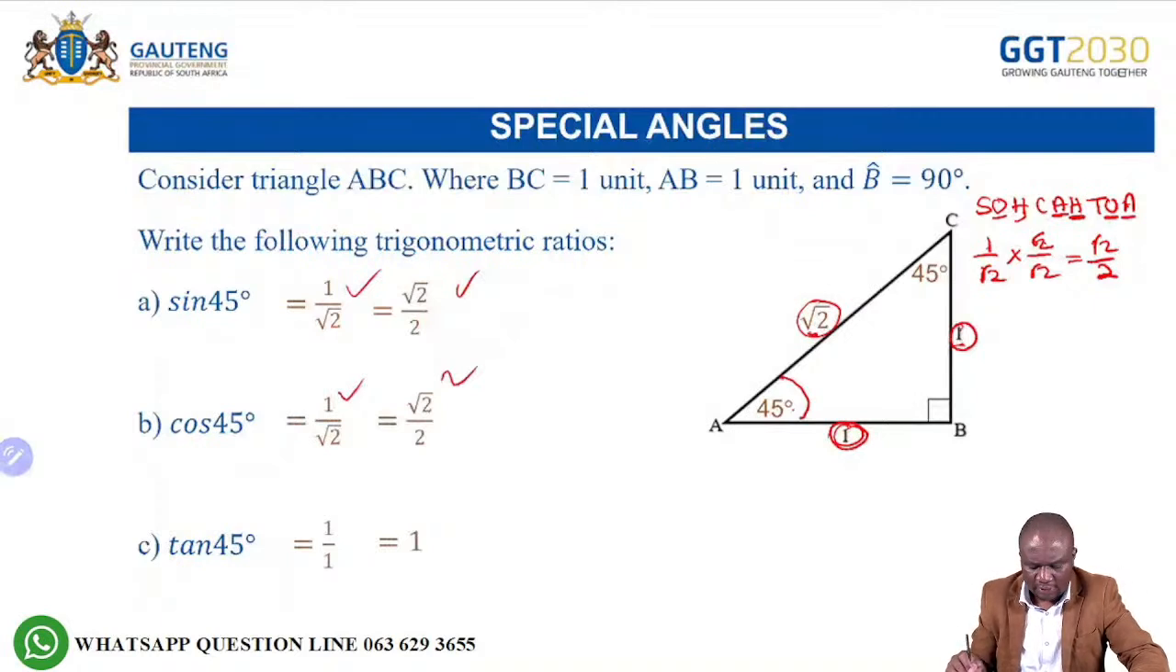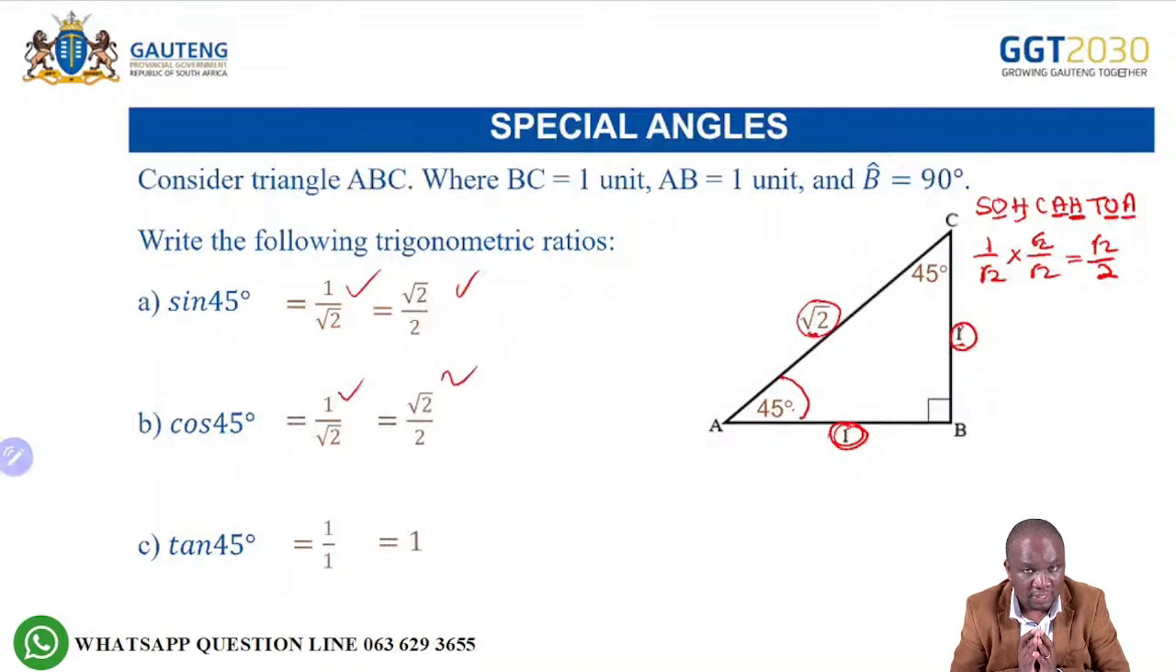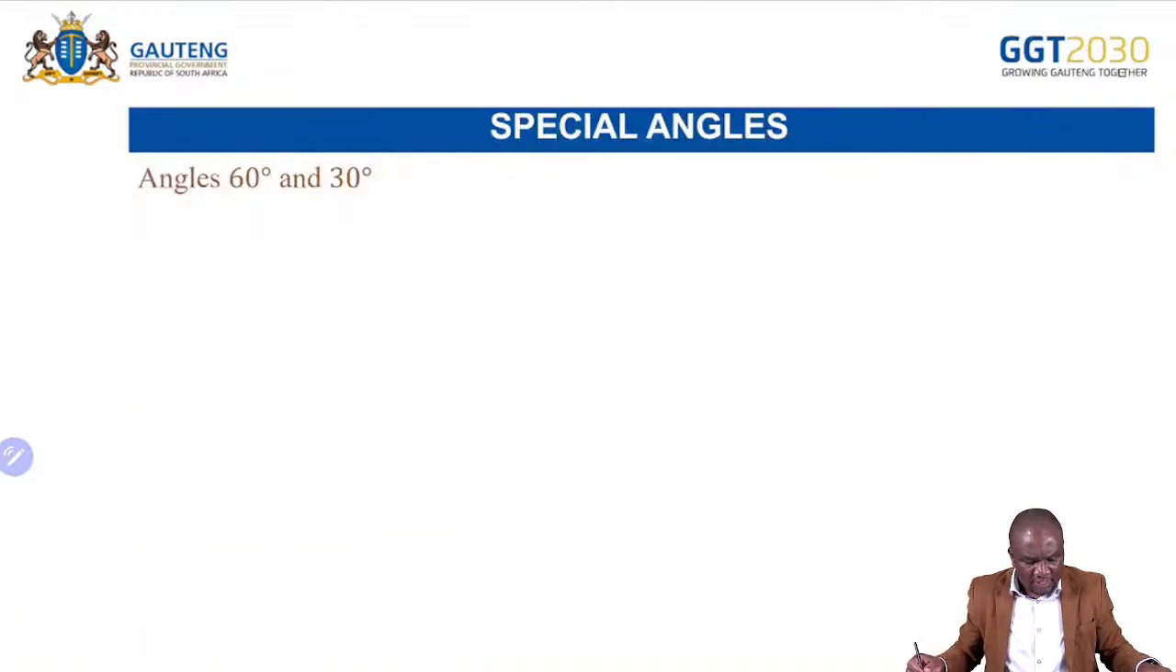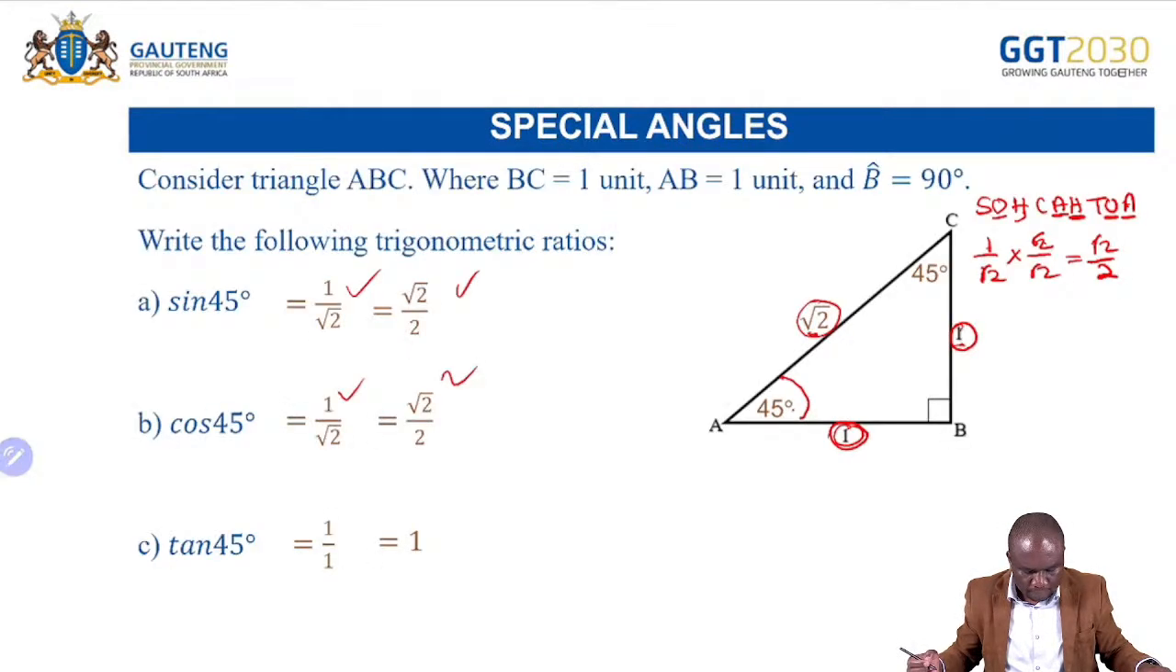Now, these are the trigonometric ratios for the angle 45 degrees. Which angles are we left with? We have to do the 30 degrees and the 60 degrees. So these two are going to use the same diagram. Right, let's go there. Angle 60 degrees and 30. Oh, I didn't give you time to write notes. Let me go back. Just 1 minute to write notes.